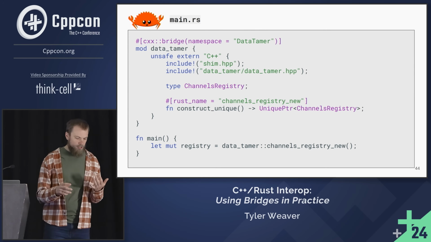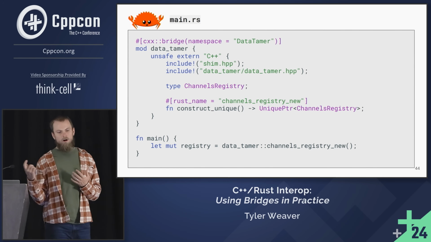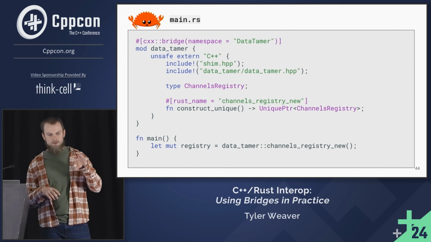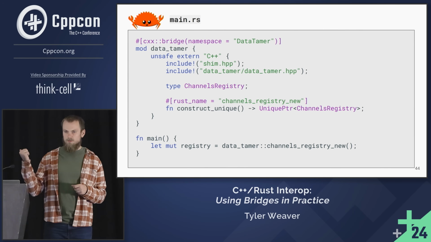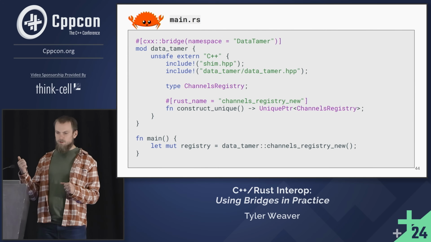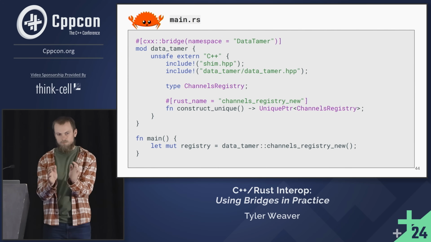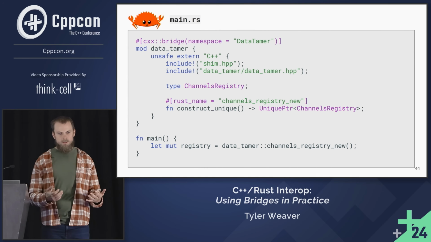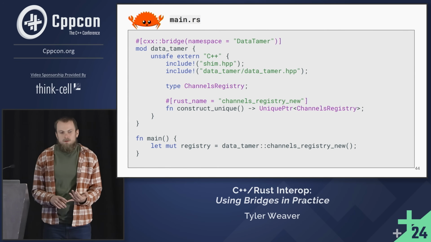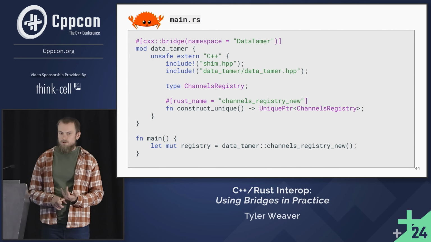And here's a little example of using the code generator. On the Rust side, we're going to write this little block of code. The code generator is going to parse our Rust code and find this block, and then it's going to expand into the interop. It's saying, I have some C++ code I want you to read over.